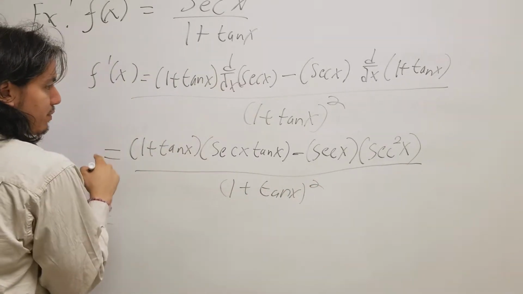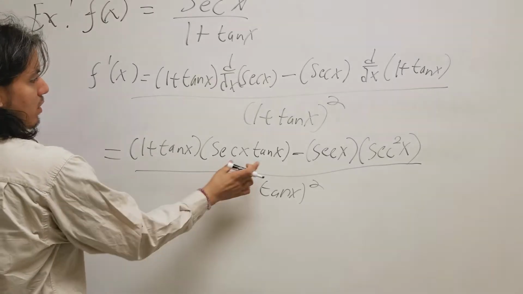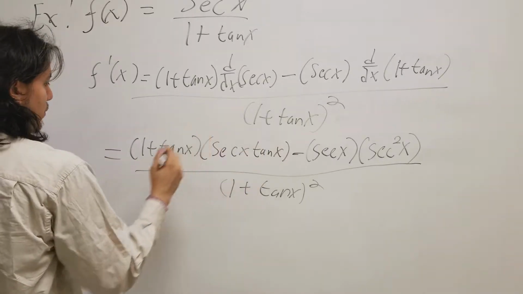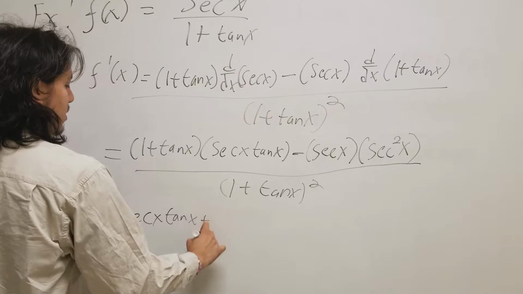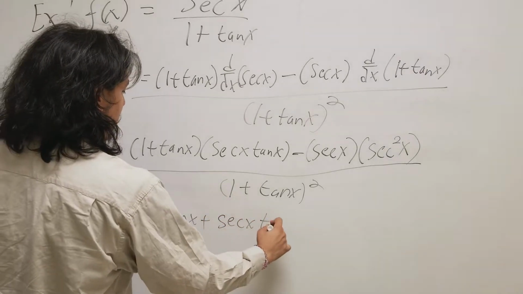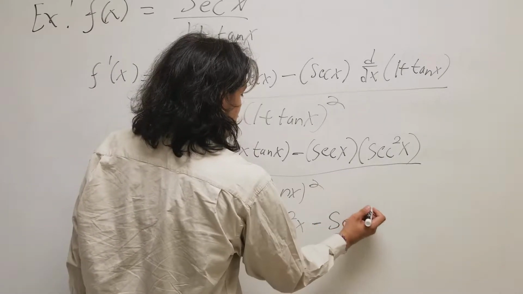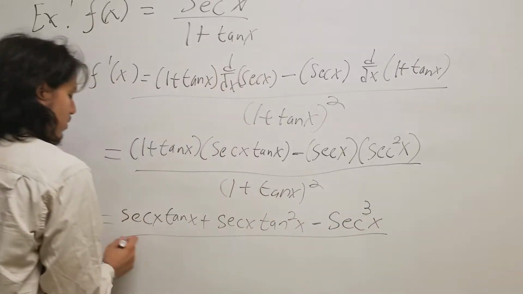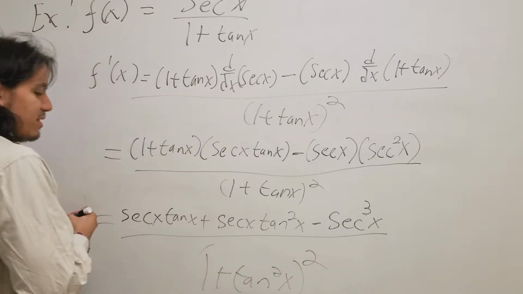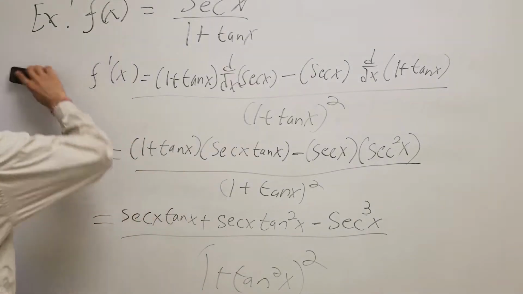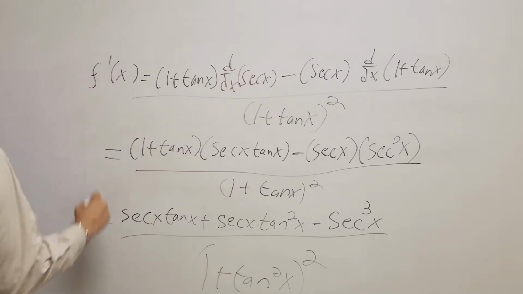Okay, so now what am I doing here? Let's distribute this with this, this with this, and so forth. So 1 times this is going to be secant x tan x plus secant x tan square x. And this is just going to be negative secant to the third x, all over the denominator, which is 1 plus tan x squared. It's okay if the camera doesn't catch that because the denominator doesn't really matter in this scenario. So then, go back up top.